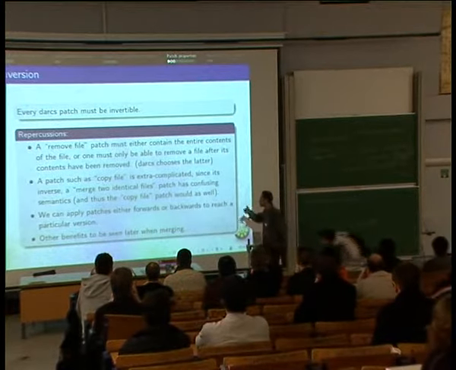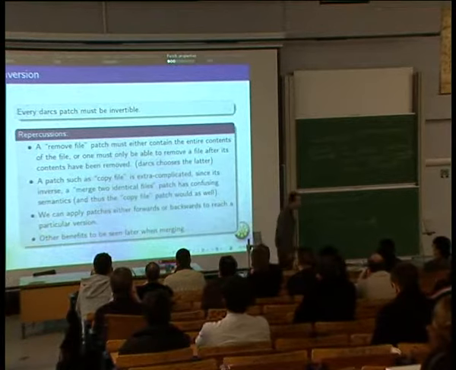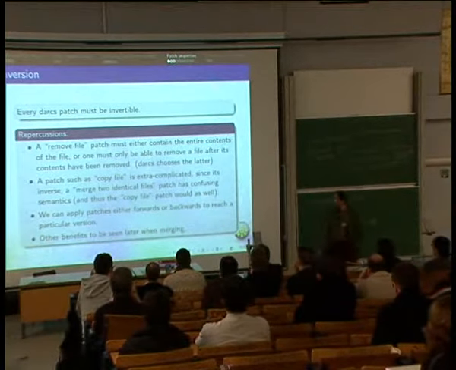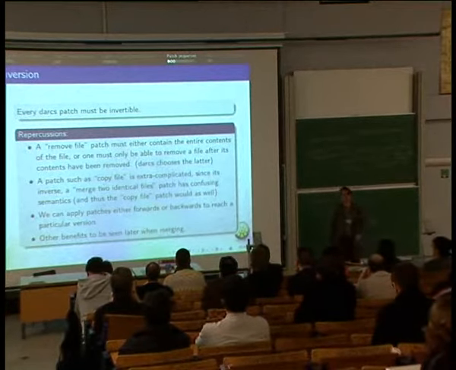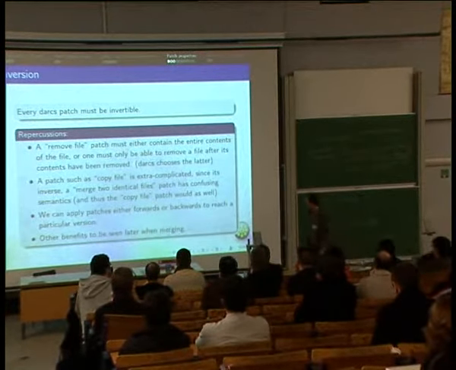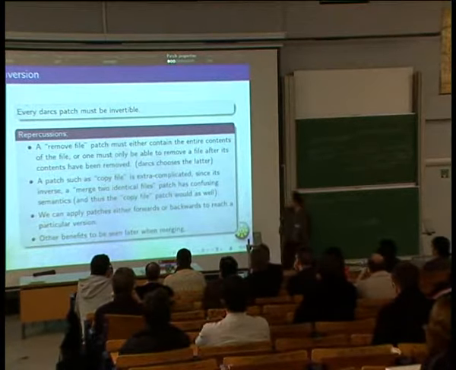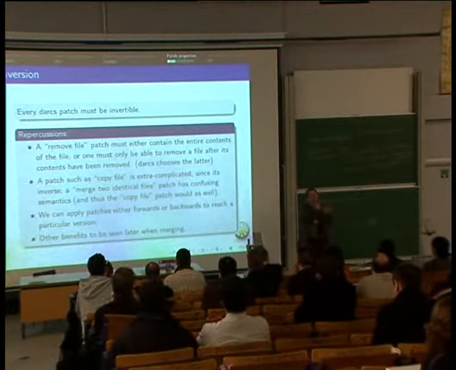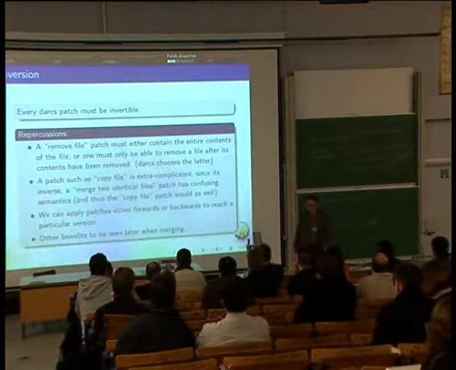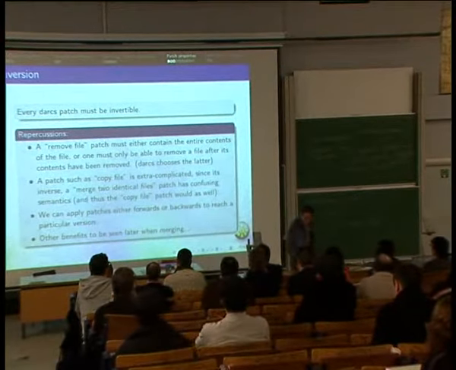This also has repercussions: patches such as copy file, which are implemented in Subversion, are extra complicated, since inverting a copy file comes to some sort of a merge file patch, and figuring out the semantics of a merge file patch would be very complicated. Another feature is that because patches are invertible, we can apply patches either forwards or backwards, and there are going to be other benefits we will see when we start merging, assuming I finish in time.